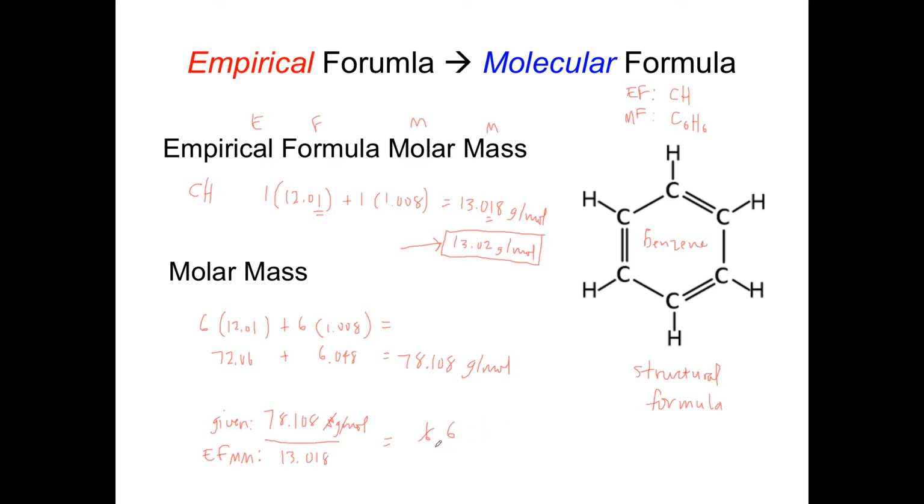If that's true, now we know that the molecular formula is equal to the empirical formula times 6. So if the empirical formula is CH, then CH times 6 is going to equal C6H6. Granted, this is going to be challenging to some of you because we knew what benzene was before we even started, but that's the thought process we're going down. Now let's look at an example.